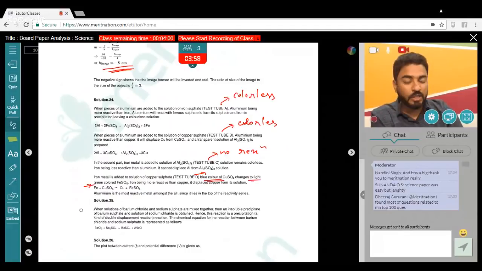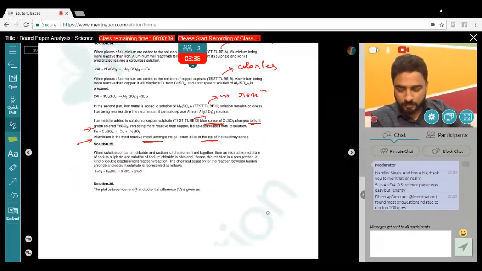And why is it turning green? Because of the presence of FeSO4, due to which there is a change in the color observed. So in which test tube do we observe the change in color? That is test tube number D. And which is the most reactive metal amongst them? Aluminium is the most reactive metal, and you can clearly see why. It is at the top of the reactivity series.